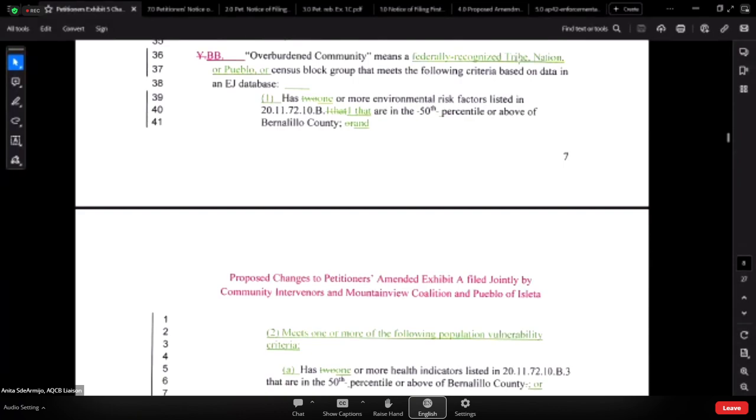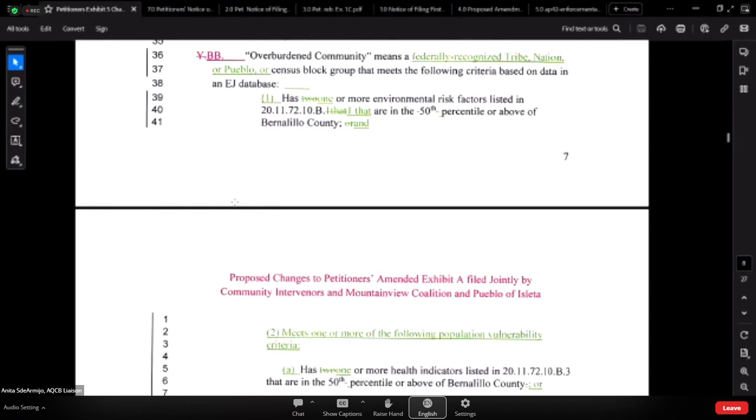Okay. And then in subpart 1, there's a strikeout of what would have been 2 or more environmental risk factors to 1. You see that? Yes. Were you involved in that change other than depicting it on the map? No. Are you aware of any basis, any health or risk basis to change that from 2 to 1?